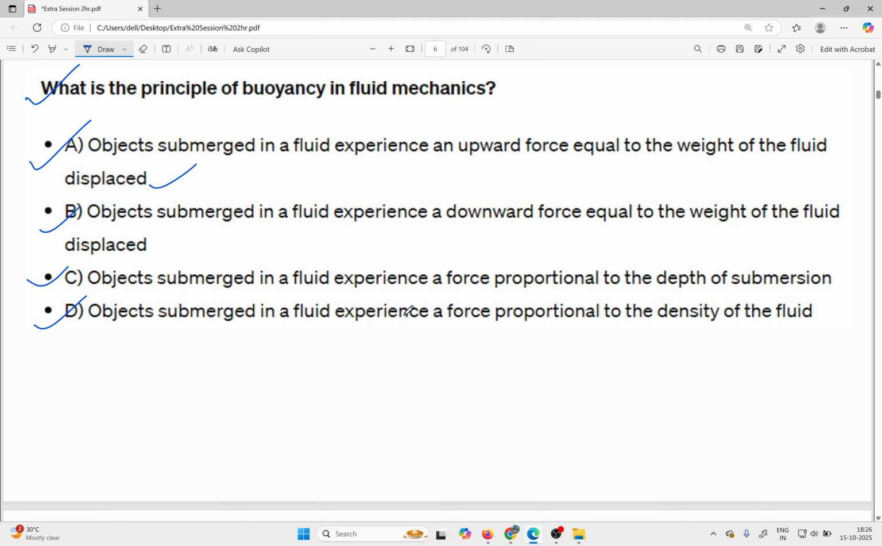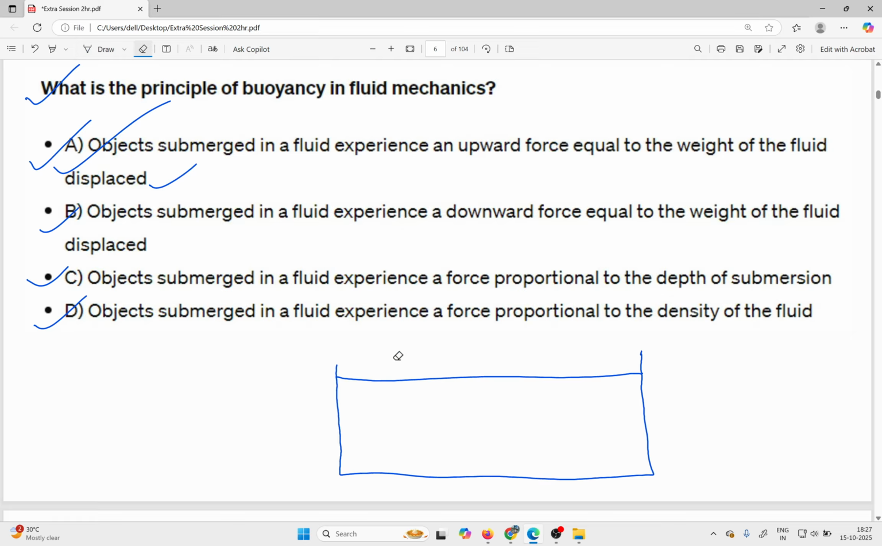Okay, so let me just discuss what will be your correct one. So the principle of buoyancy. Here option A is correct. Remember this. I'll show you graphically. So let us suppose you have one container, and this much is water, completely full.